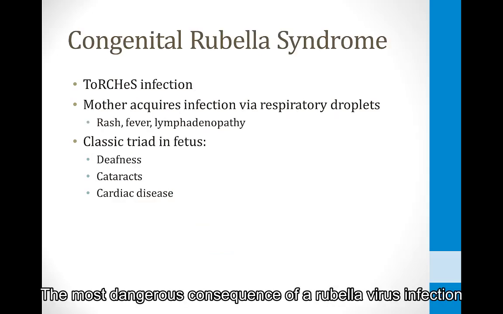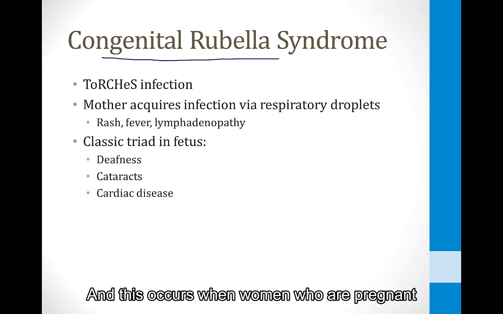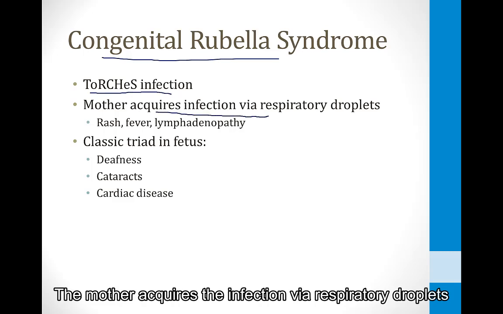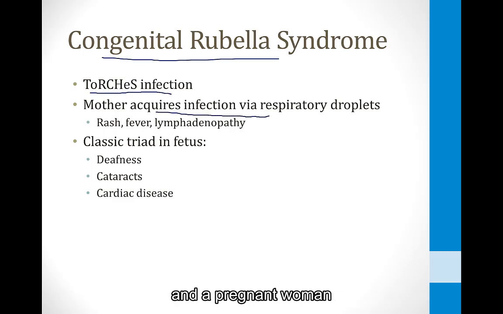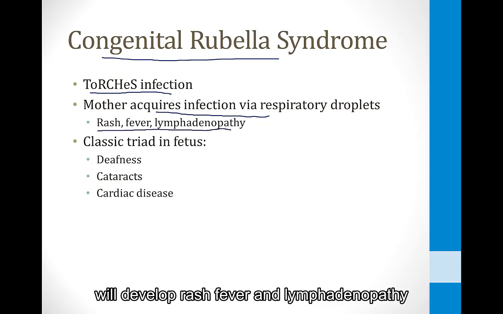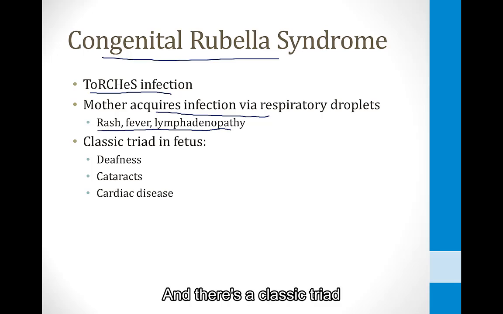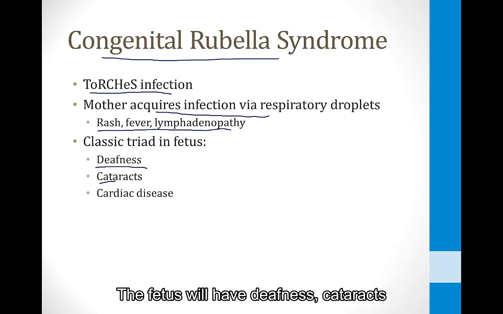The most dangerous consequence of a rubella virus infection is the congenital rubella syndrome, and this occurs when women who are pregnant develop a rubella infection. It's one of the TORCHES infections that are dangerous during pregnancy. The mother acquires the infection via respiratory droplets, and a pregnant woman will develop rash, fever, and lymphadenopathy. The problem is that the virus will infect the fetus, and there's a classic triad of congenital abnormalities in the fetus. The fetus will have deafness, cataracts, and characteristic cardiac disease.